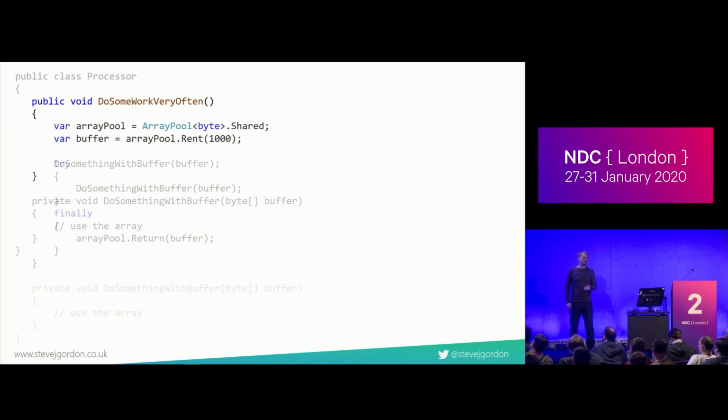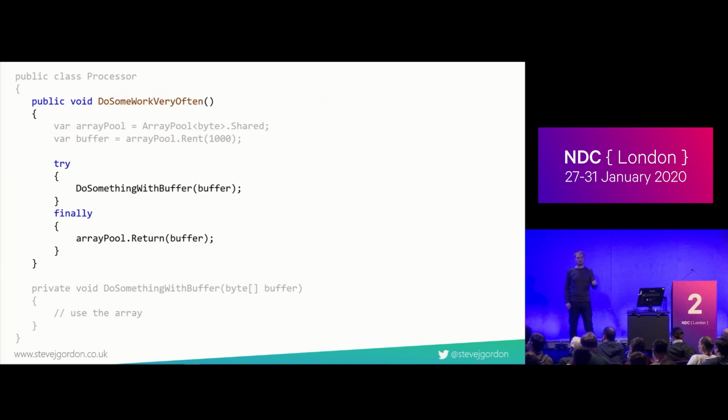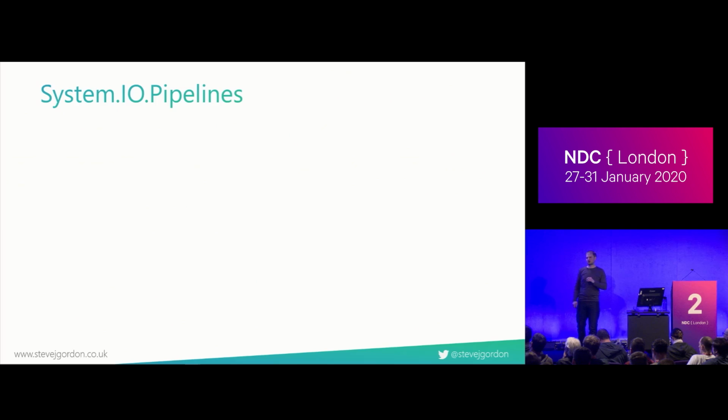Now, as I say, we need to make sure that we put this back. So typically, they recommend using the try finally pattern here to make sure that whatever happens, we do return the array to the pool after we're done with it. And that's kind of ArrayPool. We'll see that in action in a moment.